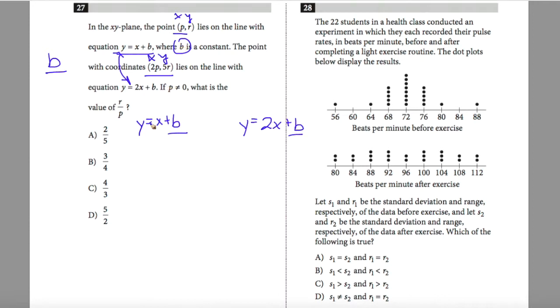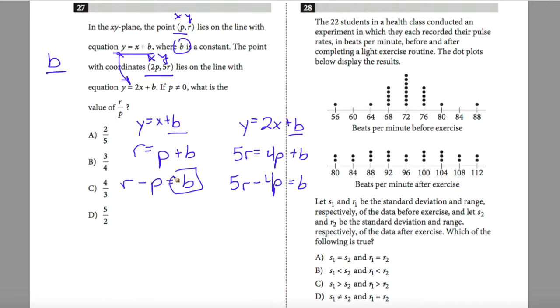When I do this, for my first equation, y is going to be r, and x is going to be p, and then plus b. My y on this equation is going to be 5r equals 2 times x, which is going to be 4p, plus b. I'm going to rework these equations so I get 5r minus 4p equals b. And in this equation, I'm going to have r minus p equals b.